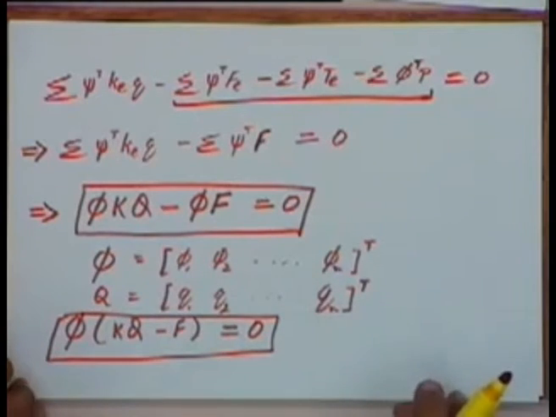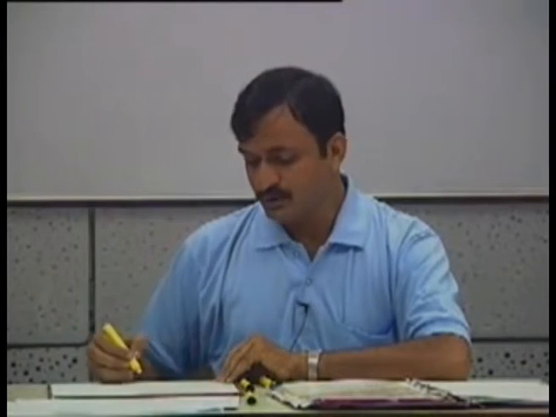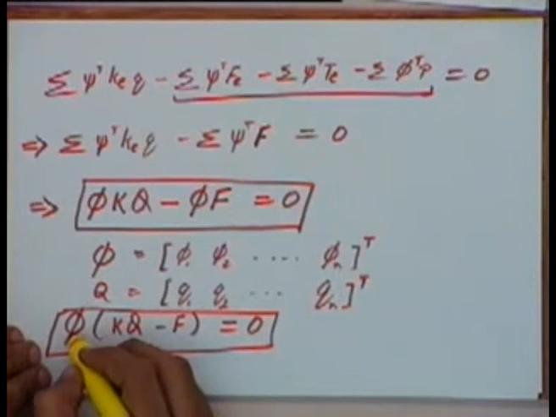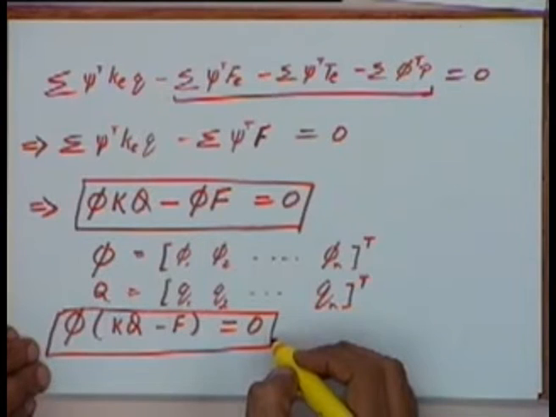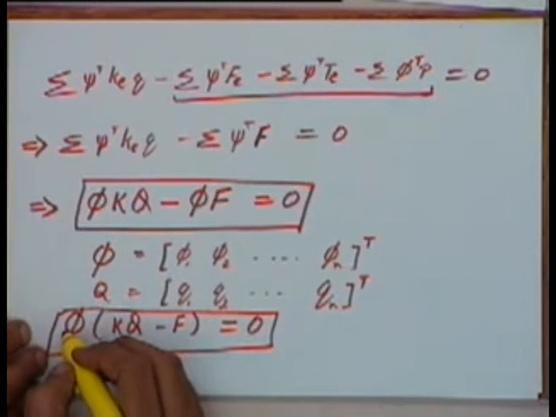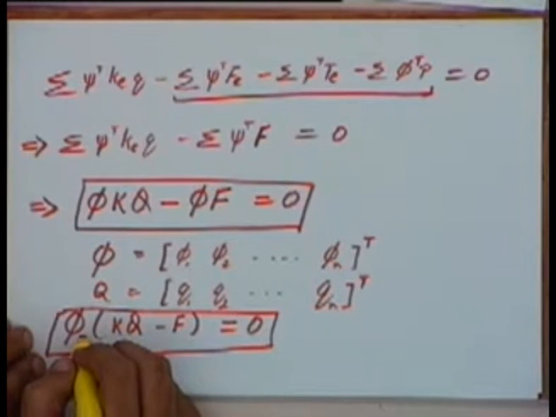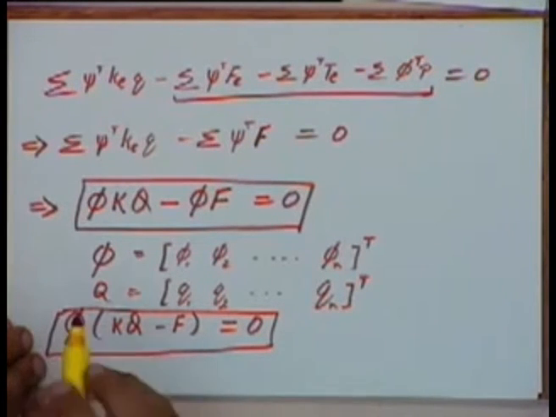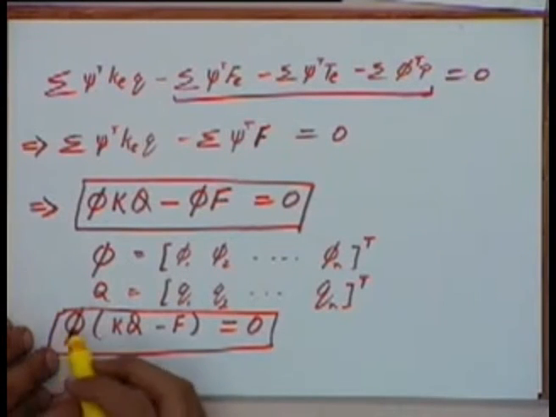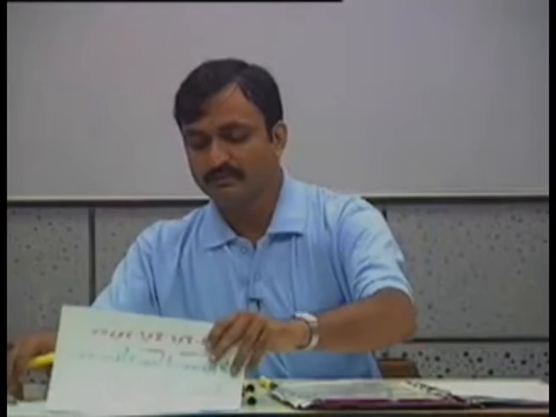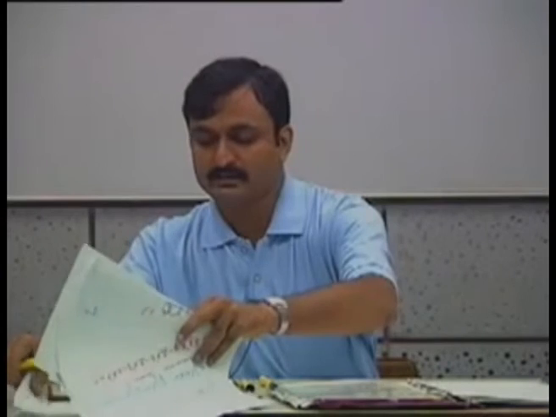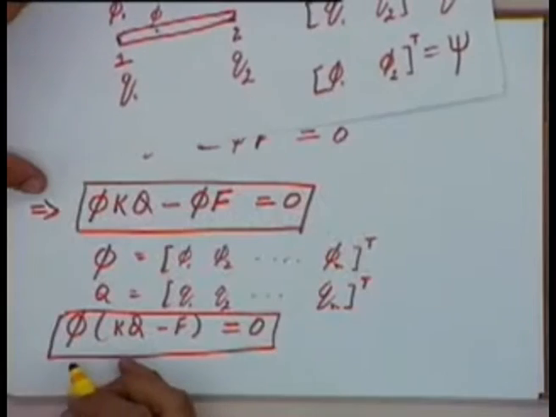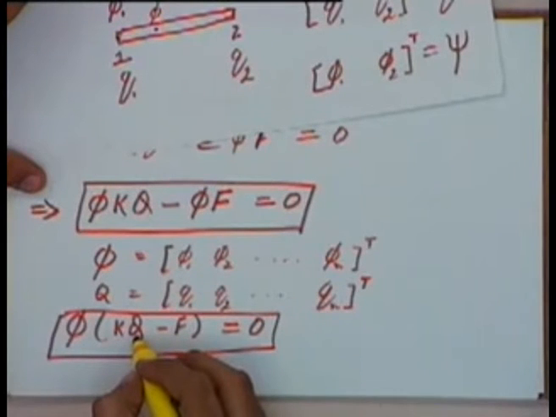We have already said that as per the Galerkin's method, this equation has to be satisfied for all values of phi. That means whatever be the virtual displacement I give to the system, this equation should be satisfied, that is, any virtual displacement which is consistent with the boundary conditions. If you remember earlier, the first thing we said in the Galerkin's approach was that phi has to take the same form as Q. That is, the virtual displacement and the actual displacement should have a similar description.